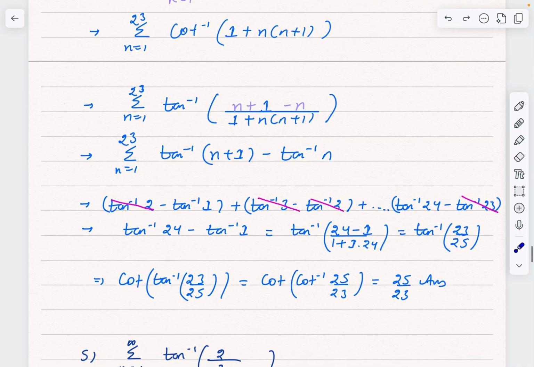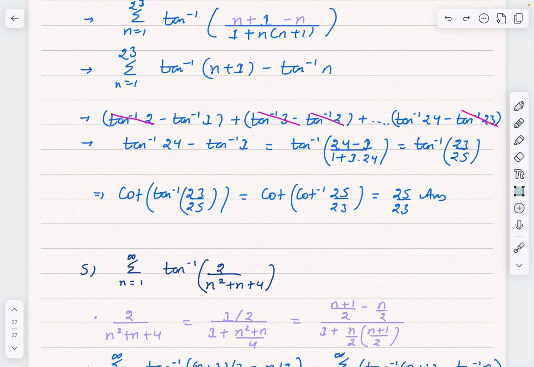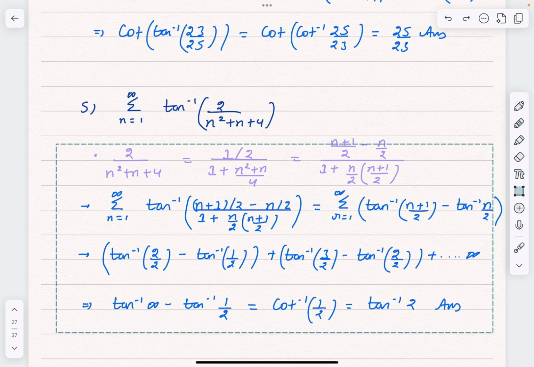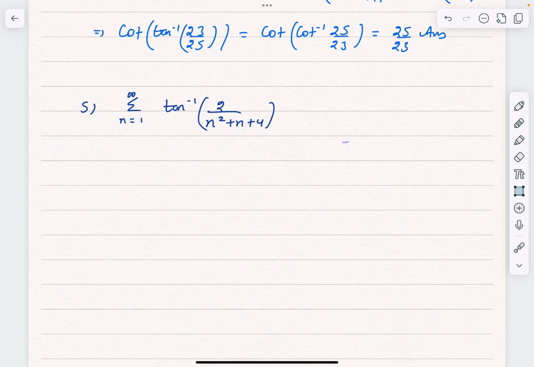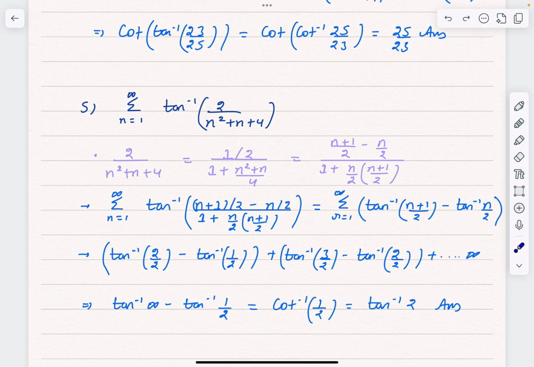I hope it is clear, guys. Next, one last problem on the series thing. Give it a try. So we have summation n from 1 to infinity tan inverse of 2 by (n square plus n plus 4). You can pause the video, give it a try. Let us start discussion now.